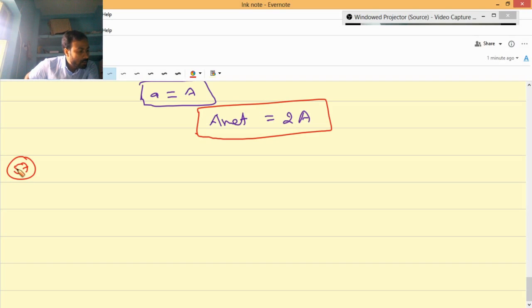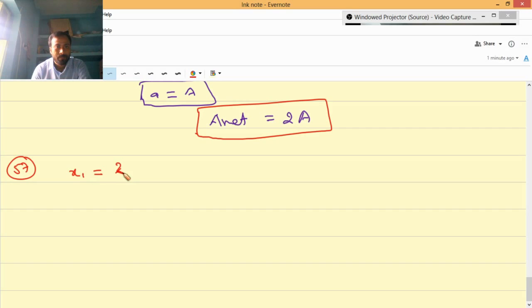Find the displacement of the particle at the two times they are providing. For part A the time is something, and for part B the time is something. So we have to evaluate the displacement value. So we have to write the first equation, that is x1.